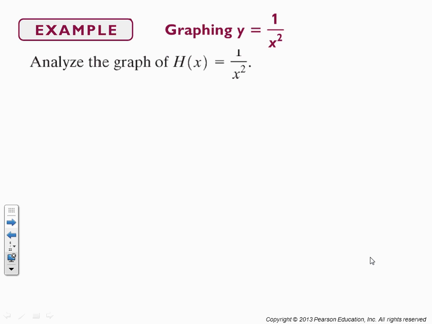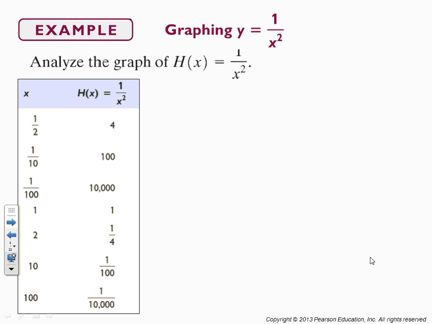All right, so now we're going to start graphing these little guys. So make sure you get your graphing calculators out or your graphing utilities. We're going to analyze the graph of h of x equals 1 over x squared. So the first thing we're going to do is look at some values.